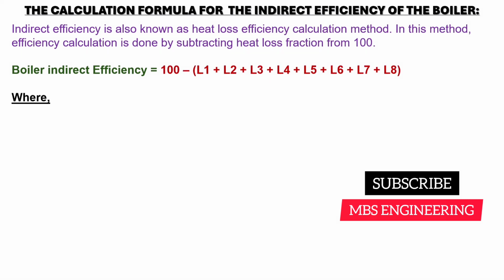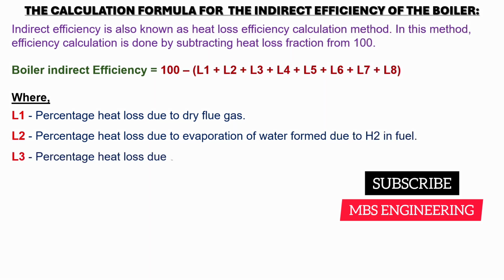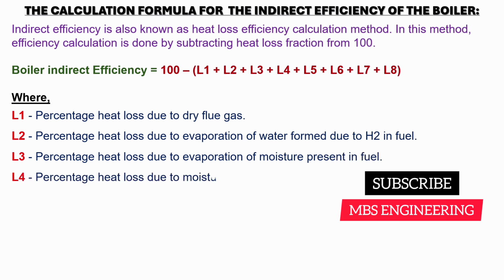Where L1 is the percentage heat loss due to dry flue gas. L2 is the percentage heat loss due to evaporation of water formed due to H2 in fuel. L3 is the percentage heat loss due to evaporation of moisture present in fuel. L4 is the percentage heat loss due to moisture present in air.